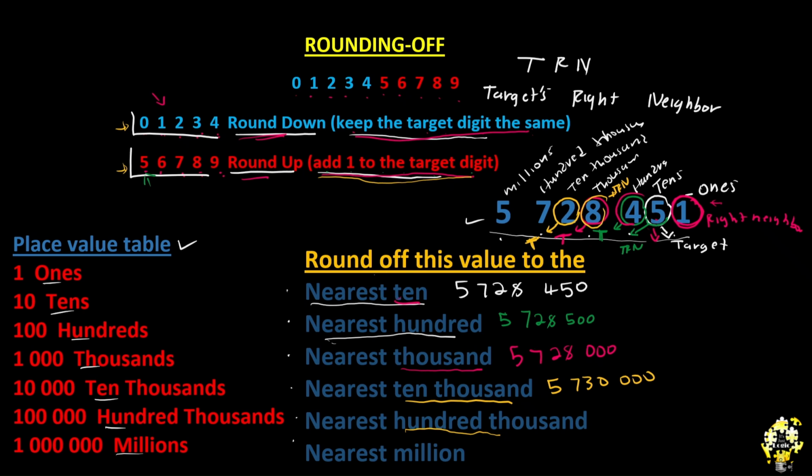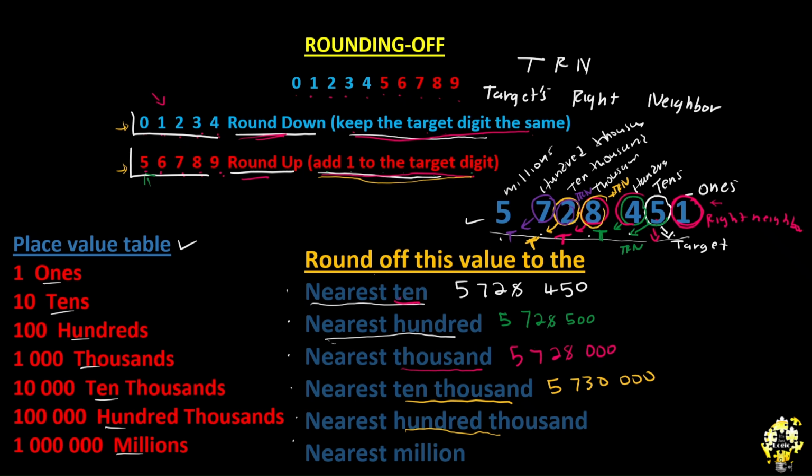So now let's see. Who is the target? The target is the number that sits on the 100,000. Which number is that? It's 7. 7 is the target. Who is the target's right neighbor? The target's right neighbor is number 2.